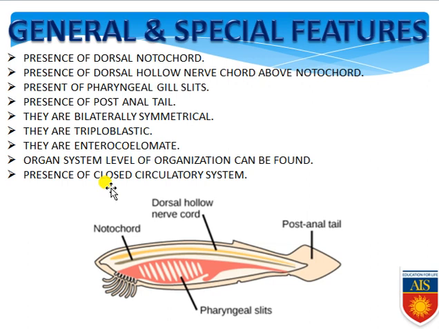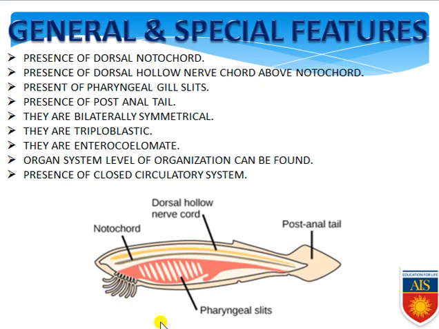If you see their body, it is bilaterally symmetrical, and their body is made up of 3 germ layers. That's why they are known as triploblastic. They are enterocoelomate because, keep it in your mind, their coelom further produces the enteron or gut, so that's why they are commonly known as enterocoelomate. They have an organ system level of organization, and they have a closed circulatory system because the body fluid passes through the blood vessels. So these are the general features which are commonly found, as well as the special features.